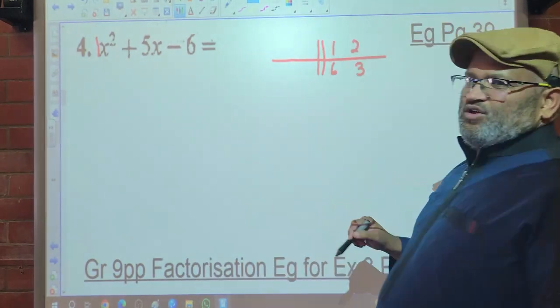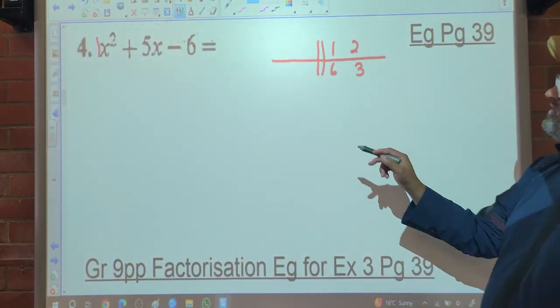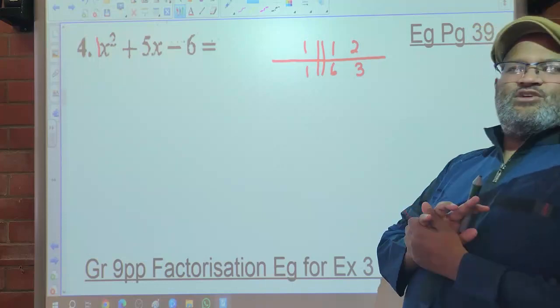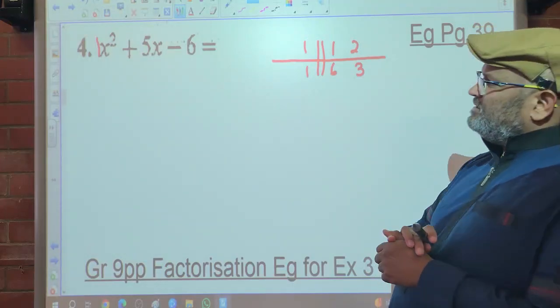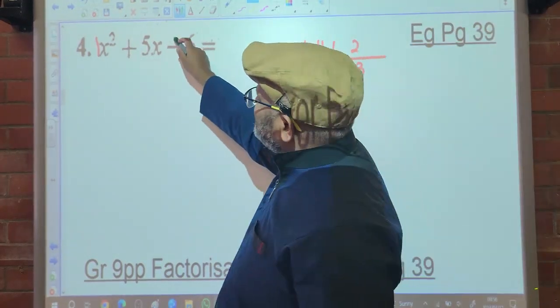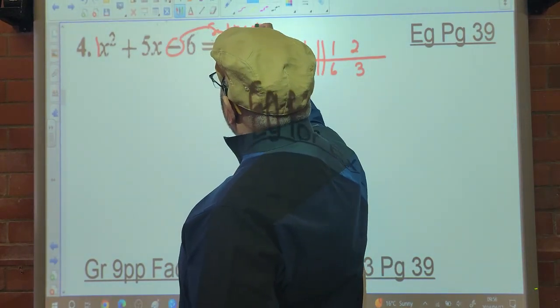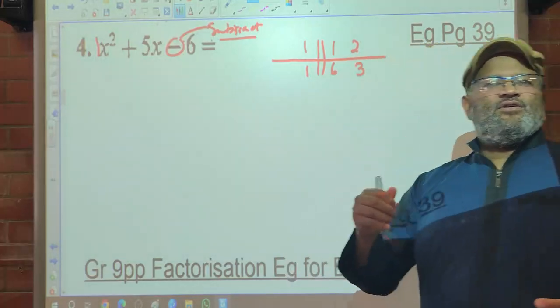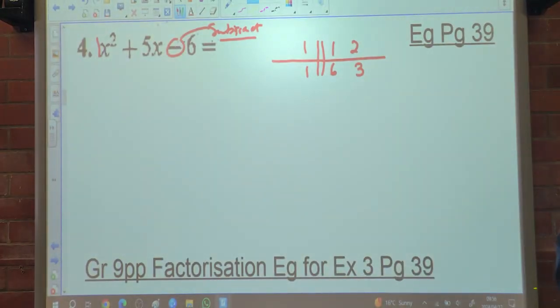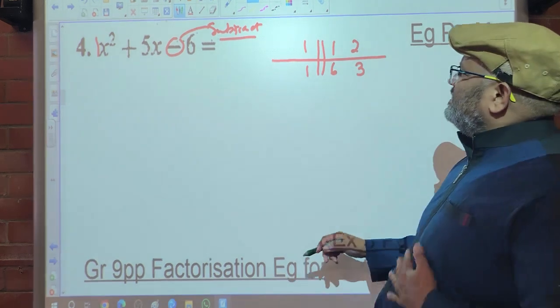So what are the factors of the coefficient of x squared, which is 1? 1 and 1. Do we add or subtract our products? Subtract. Why? Because that is negative. If that had to be positive, we would have added the products. Okay, so it's just a bunch of rules that you need to remember. So we must subtract.